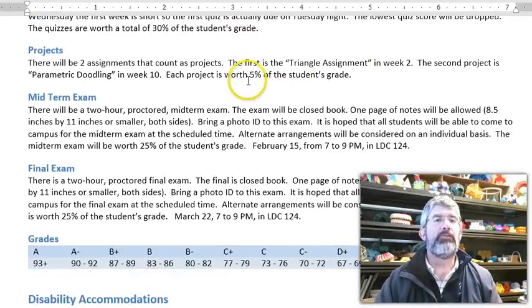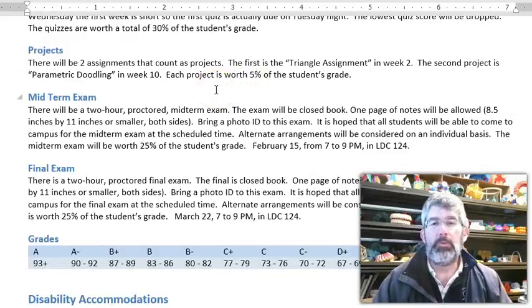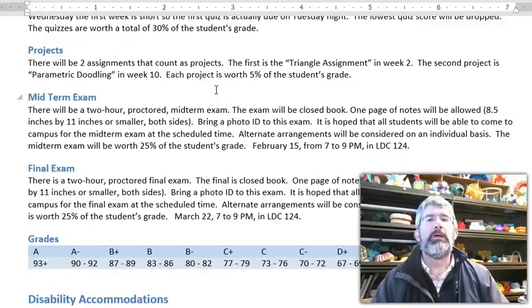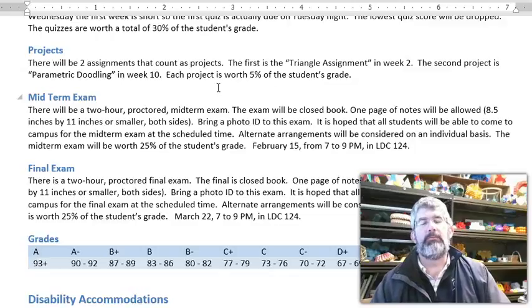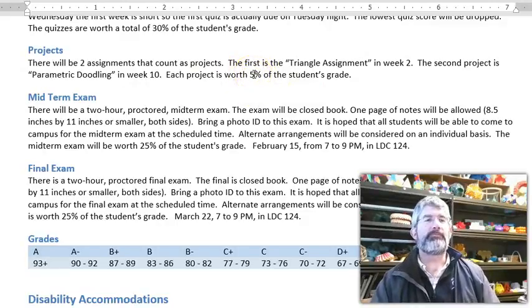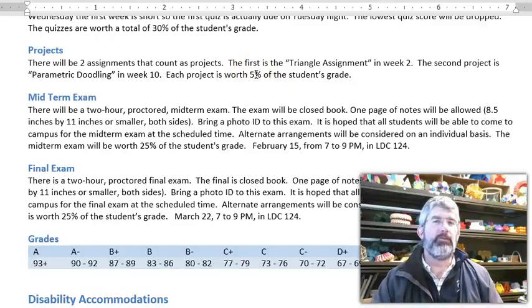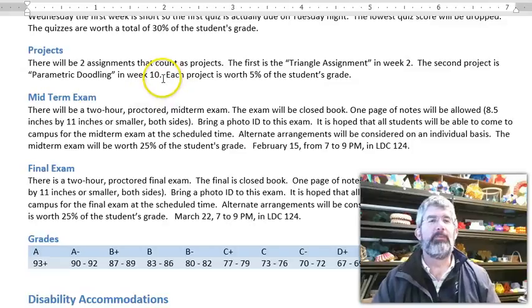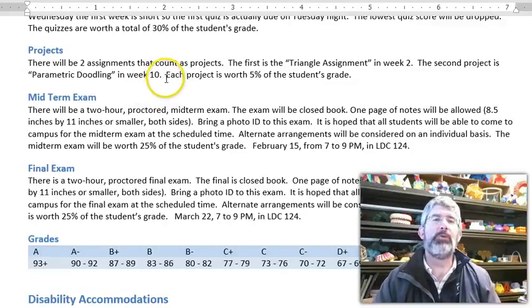Okay. Projects. There's 2 assignments that count as projects. One of them is in week 2. It's called the triangle assignment. It's like a big homework set, but it's important. It is so important that you do that, that I make it worth a little bit more. All right, that one assignment is worth 2.5% of your grade. No, each project is worth 5. So yeah, that project is worth 5%. Okay, and then towards the end, in the very last week, there's this thing called parametric doodling. That's a fun, challenging one. Anyway, that's also worth 5% of your grade.